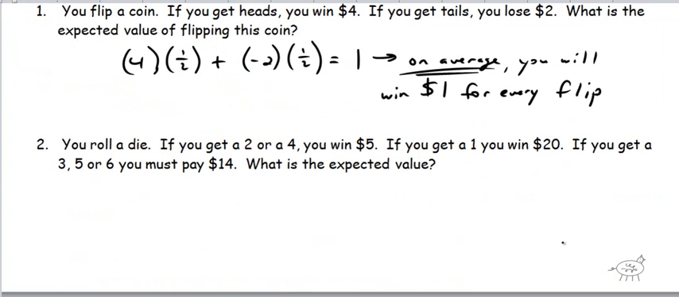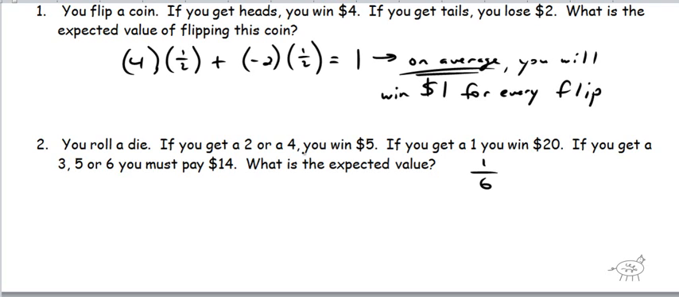Okay? All right, number 2, you roll a die. If you get a 2 or a 4, you win $5. If you get a 1, you win $20. And if you get a 3, 4, or 6, you must pay $14. What is the expected value? Well, again, we're rolling one die, so you don't need to make a dice chart, but you guys know that the probability of getting any one of the numbers is 1/6, right? So let's start out with the first one here.